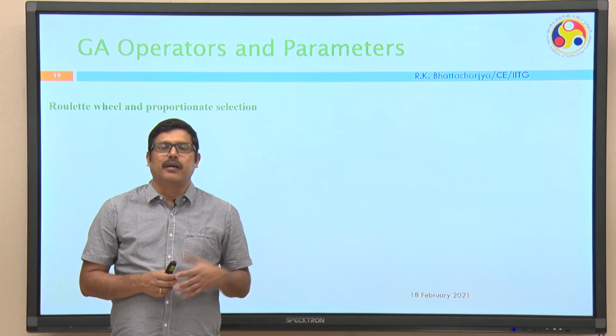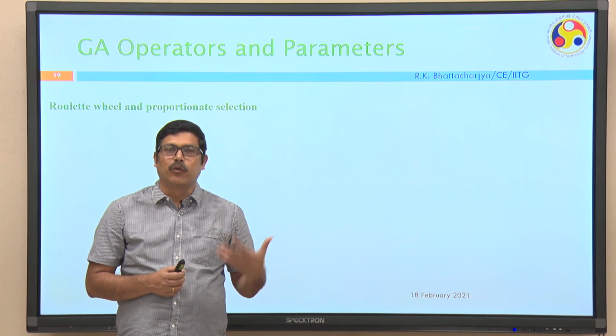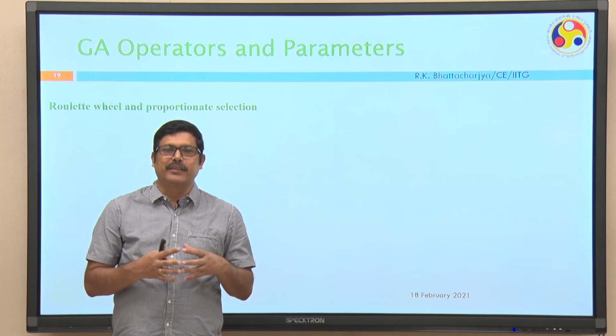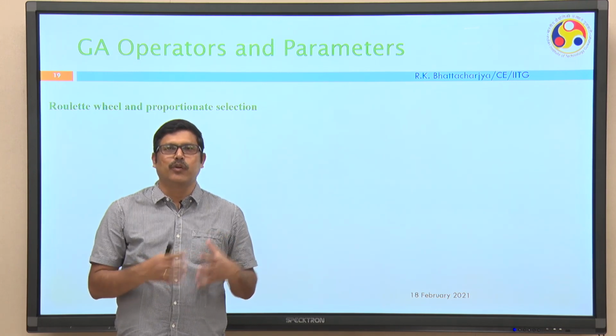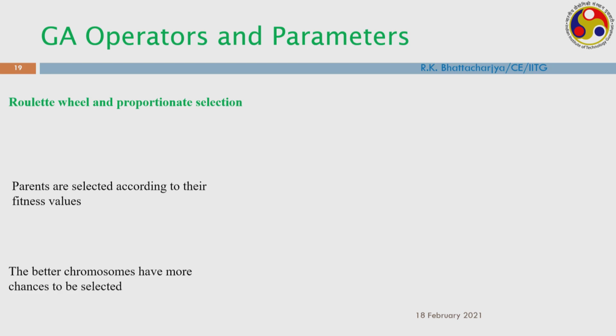Let us discuss the other selection operators. One of them is roulette wheel and another is proportionate selection. These two are a little bit interlinked, so we are discussing them together. Now, what is roulette wheel? In this case the parents are selected according to their fitness values. A solution having a higher fitness value will have a higher probability of being selected for the next generation. Therefore the better chromosomes have more chances to be selected.